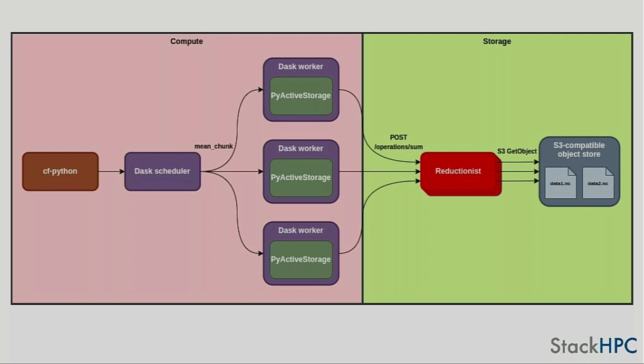Crucially, we've got the PyActive storage library installed alongside each Dask worker that implements the hook to replace the read and mean calculation with a call out to the Reductionist API. So each of these mean chunks might result in multiple API requests to Reductionist, and each API request to Reductionist will result in a call to S3 to download a subset of the object using a range get from the S3 store. And the files in the S3 object store are netcdf files.